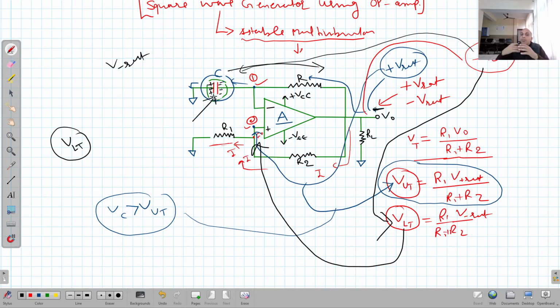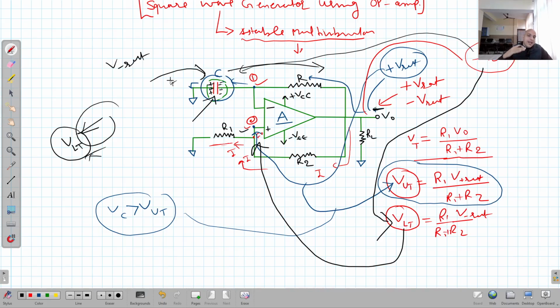Clear? Now when the capacitor is charging with this polarity, it will keep on charging until the voltage across the capacitor goes more negative than the lower threshold. Clear? Then what will be the effect? Now the voltage appearing at this terminal is higher than this value. Again, the output will swing to the positive V saturation. So this will complete one cycle.